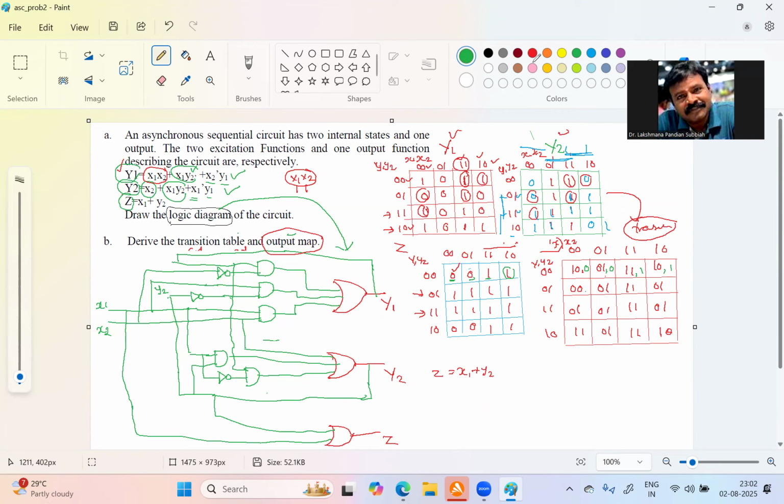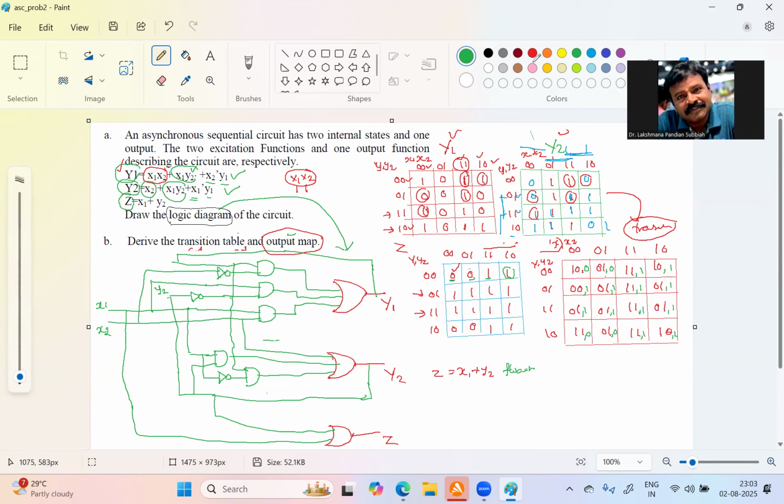Right? Then 0 0, the output is 1. Here also output is 1. Comma output 1. Comma output 1. Right? Here also comma output 1. Here comma output 1. Here comma output 1. Here comma output 0. Here comma output 0. This is output 1. Output 1.